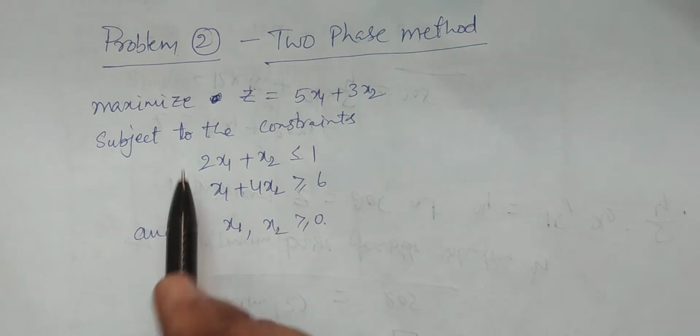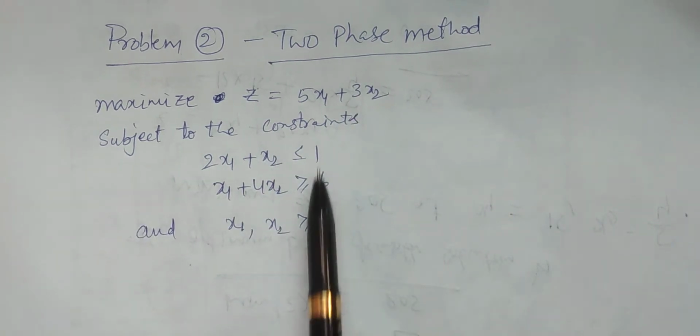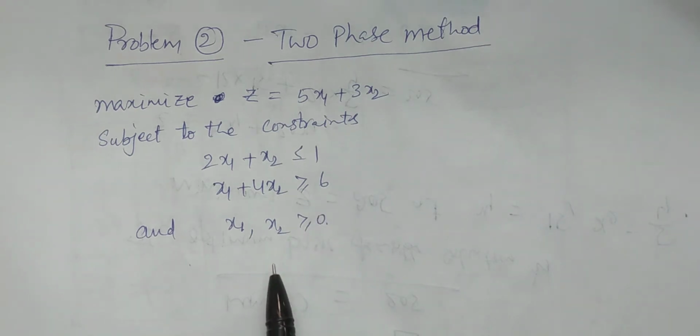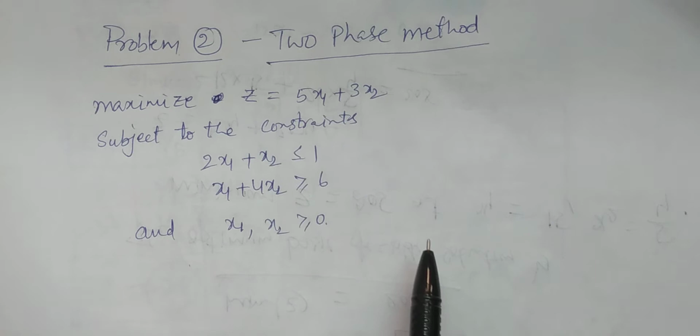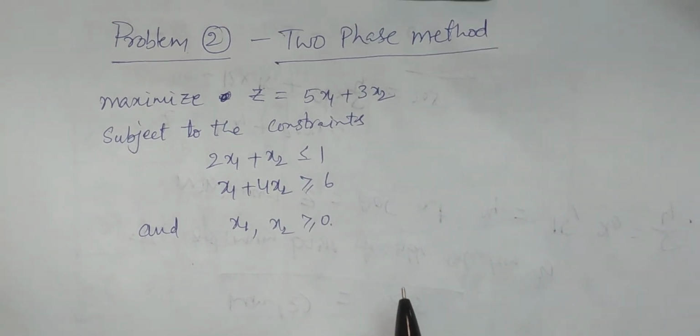Right, you see the problem here: maximization, the objective function z is equal to, and subject to the constraints, two constraints, one less than or equal to and one greater than or equal to, and x1, x2 are greater than or equal to 0. So this is the problem. Now we start the calculation.